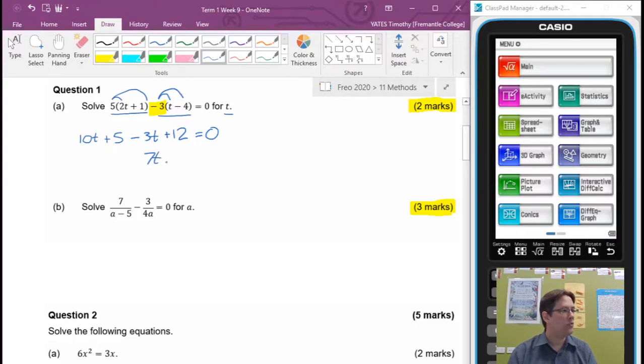5 plus 12 is 17. So we've got 7t equals negative 17. T equals negative 17 over 7. So I would expect that to be our answer for that one. Just give me a moment just to make sure I'm not doing something completely off the wall.